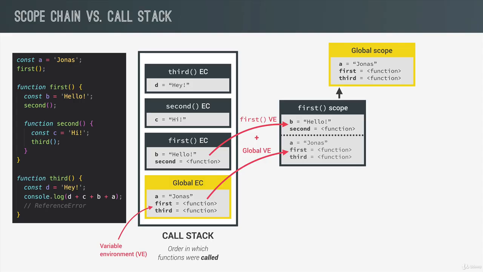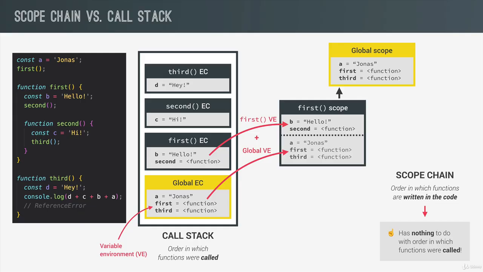Now, as we already know, the scope chain is all about the order in which functions are written in the code. But what's really important to note here is that the scope chain has nothing to do with the order in which functions were called. Or, in other words, the scope chain has nothing to do with the order of the execution contexts in the call stack. The scope chain does get the variable environments from the execution contexts, as shown by the red arrows here, but that's it. The order of function calls is not relevant to the scope chain at all. Alright? Really keep that in mind.